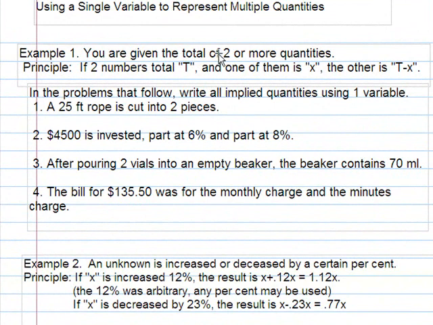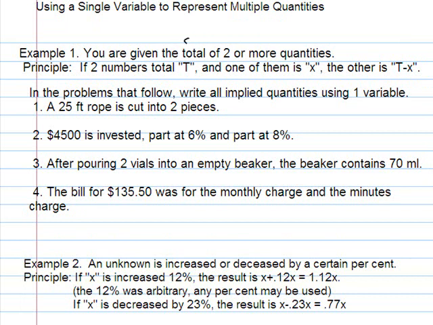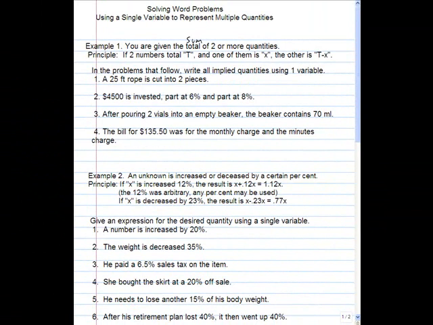What happens when you are given the total of 2 or more quantities? That is, the sum. Total would be the sum of the 2 or more quantities. Well, the principle here to use is that if 2 numbers come to sum total, we'll call it T for total, if you add them up and you get this T, and you let one of the numbers be X, the other one is T minus X.